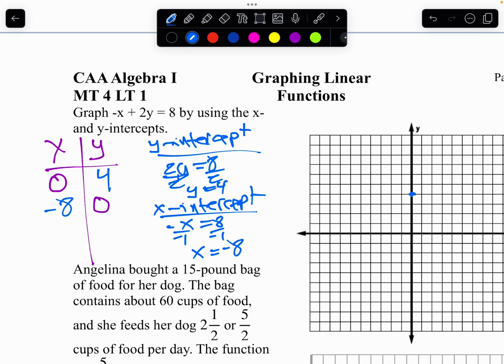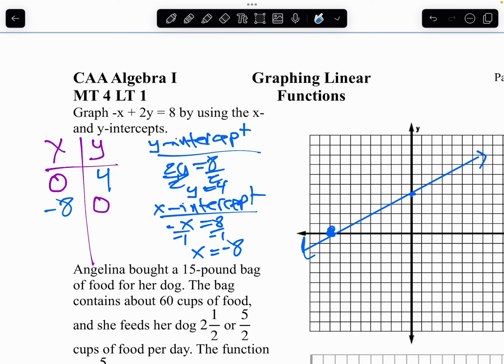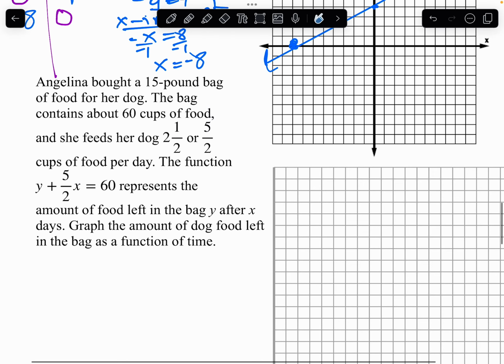So then I'll go to the left 8. And I got 2 points on my axis. And I draw a line through those. Could I draw another one? Sure I could. But I think my x and y intercept make it kind of nice to only do 2 points on that one.